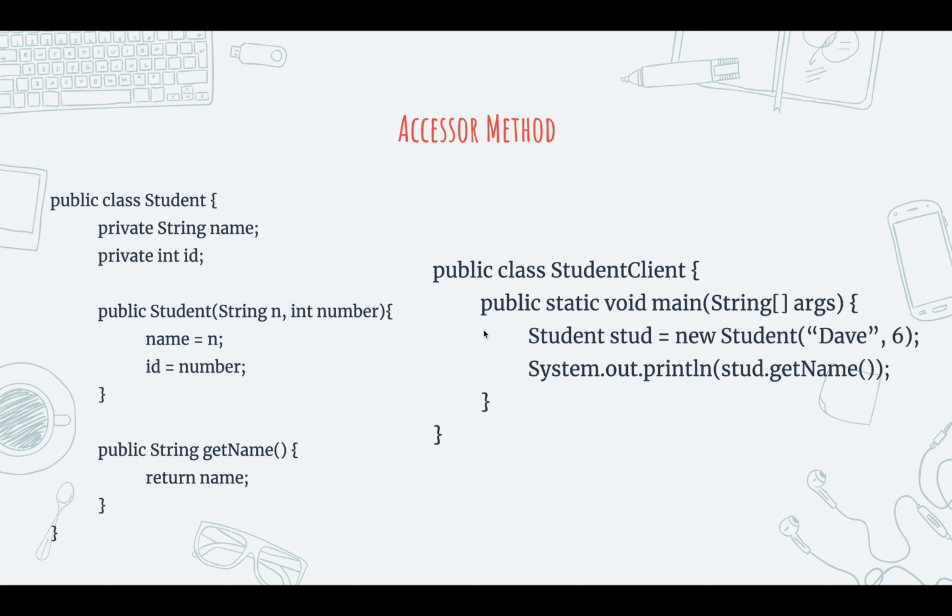Okay, so now when we look at the driver class and then the main method, we create an object, Dave6, and then the way we access the getName method is by doing stud, the name of the object that we created. When we created the object, we created it with the name stud, and we want to access the getName method of the stud object. So we call stud, and then getName. And since there's no parameters, we simply just have these open and close parentheses.